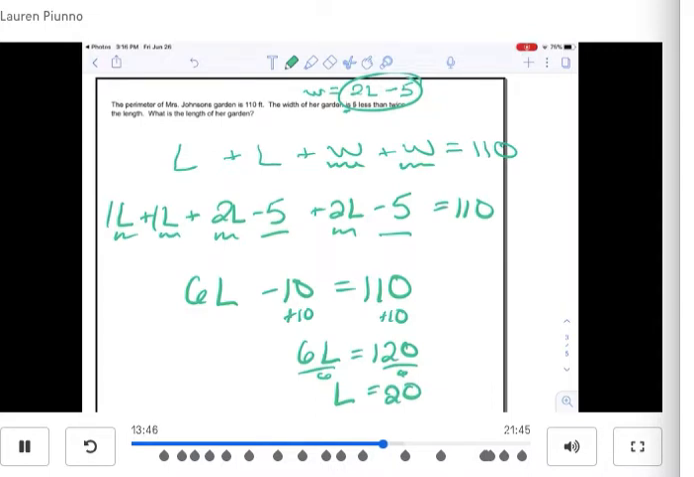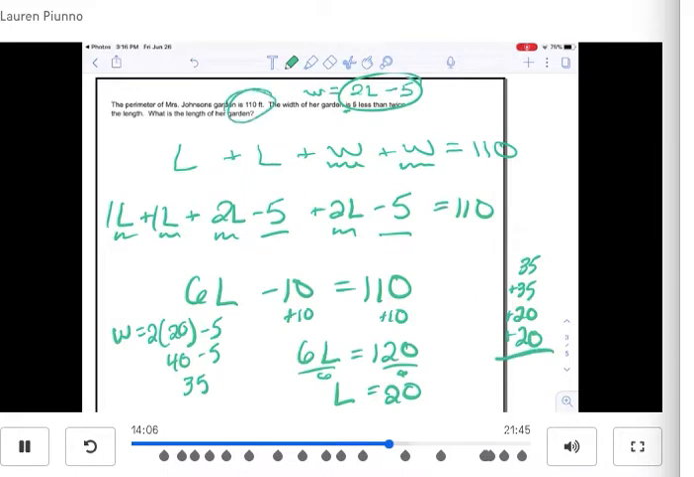Remember, you can always check it. If length is equal to 20, let's find the width. Width is 2 times the length minus 5. So it'd be 40 minus 5, which is 35. So let's check: 35 plus 35 plus 20 plus 20. Let's double check that we get the correct perimeter. So that would be 70 plus 40, so that would be 110. So we know that we got it correct, that the length is 20 feet.